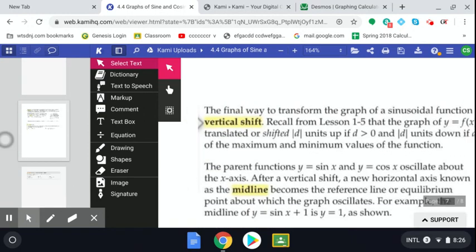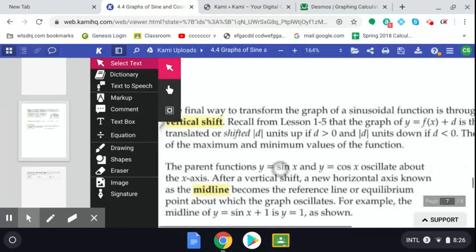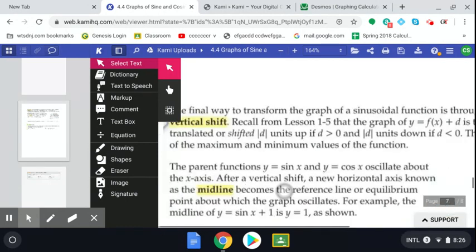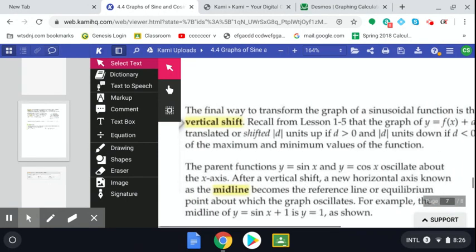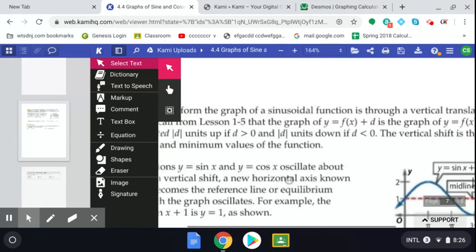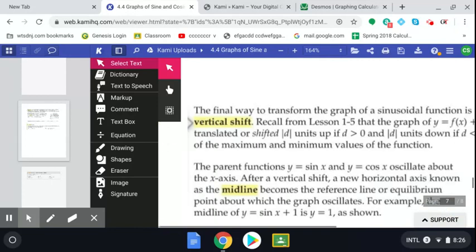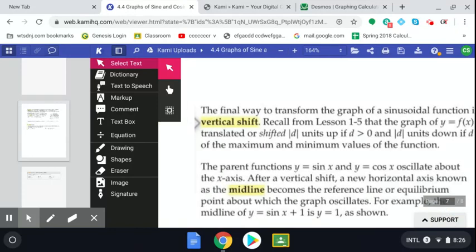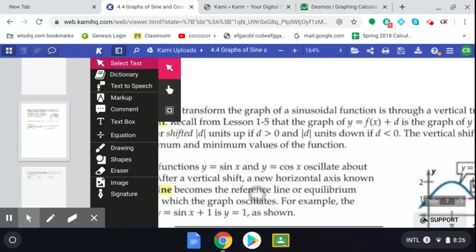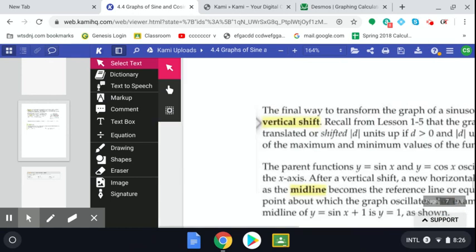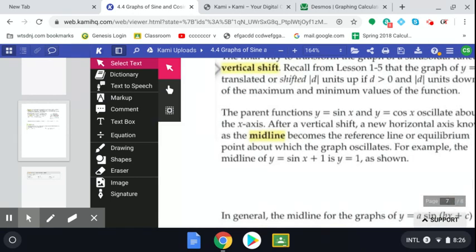And the final thing we need to know is something called the vertical shift or the vertical translation. So they say the final way to transform the graph of a sinusoidal function is through the vertical translation or vertical shift. Recall from lesson 5 that the graph of y equals f of x plus d is the graph of the parent function, y equals f of x, translated or shifted the absolute value of d units up if d is more than 0, or down if d is less than 0. Okay, the vertical shift is the average of the maximum and minimum values of the function.